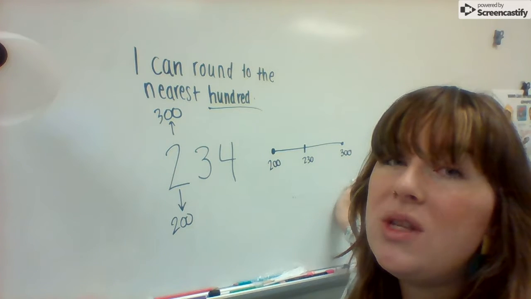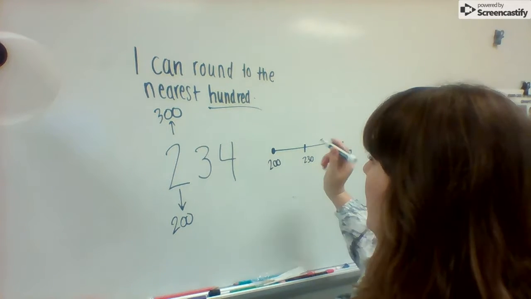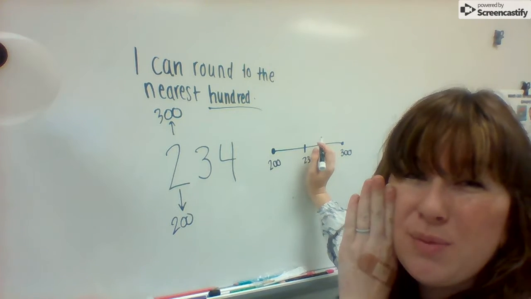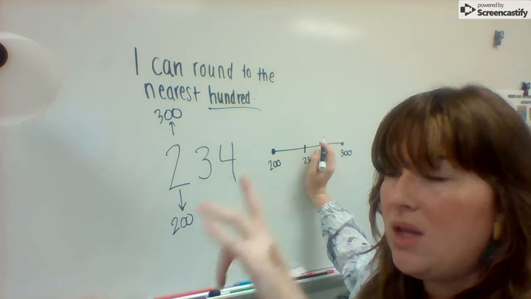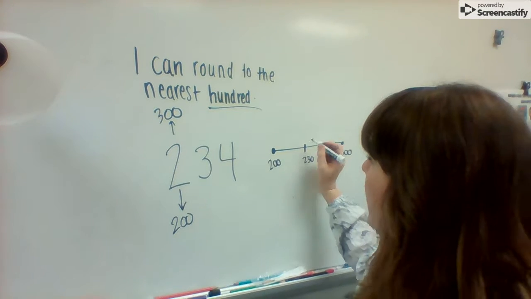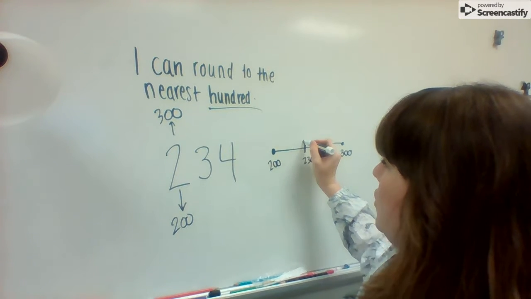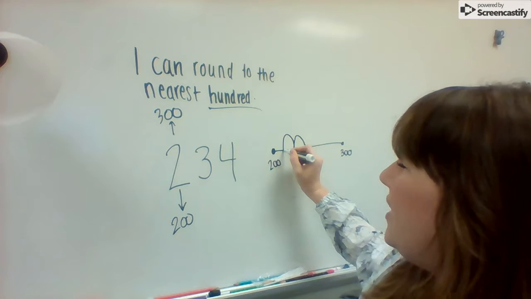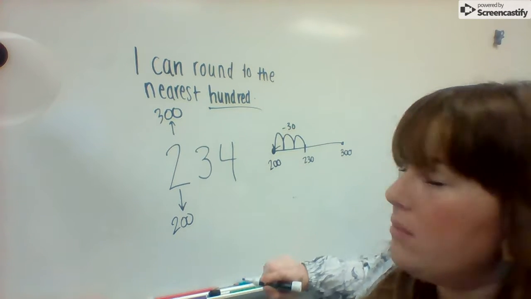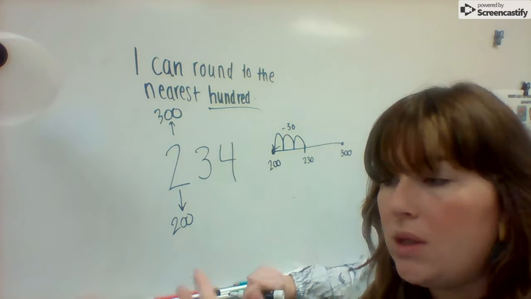So I'm just going to count backwards by tens. I have 230, and when I go backwards, it's the same as counting backwards by tens, like 30, 20, 10, 0. It's going to work the same, but I'm just going to say 200. So 230, 220, 210, and then I would go to 200. So that's back 30. Just 30, 20, 10, 0.